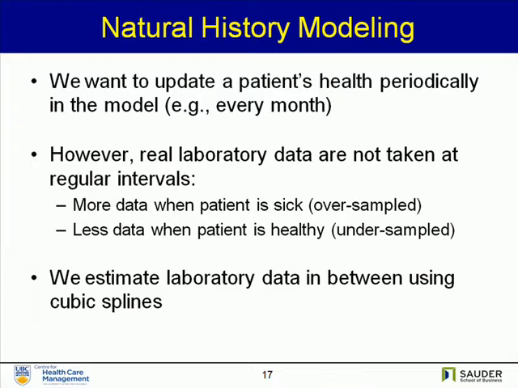So a little bit more on the natural history modeling. As I mentioned, we want to update patients' health periodically in the model, every month or every day. However, actual laboratory values available to us are not taken at these regular intervals. More data are obtained when patients are sick, fewer data are obtained when patients are healthy, and so we need some way to estimate monthly transitions if that's how we're updating our patient health in our model.